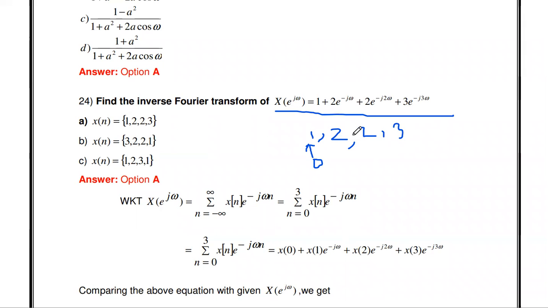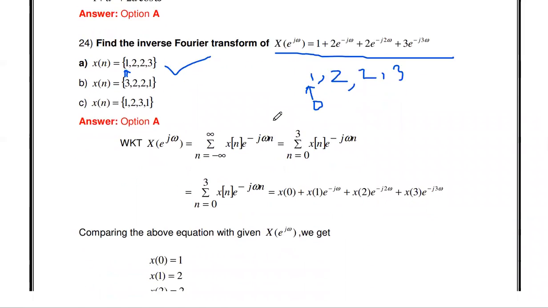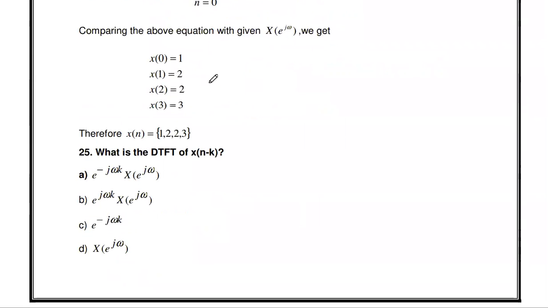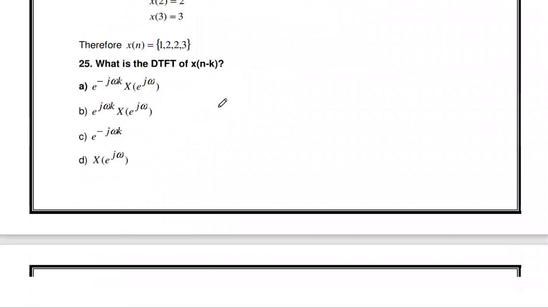So 1, 2, 2, 3, and under the 1 the arrow is given. Under this one the arrow will be given. This is the answer for the inverse Fourier transform. This is the actual procedure in order to solve it.